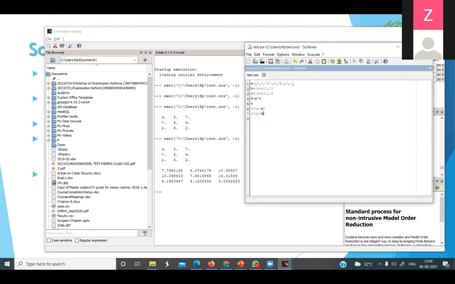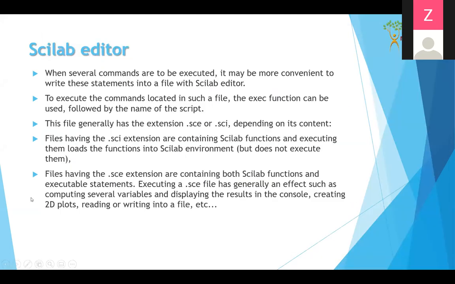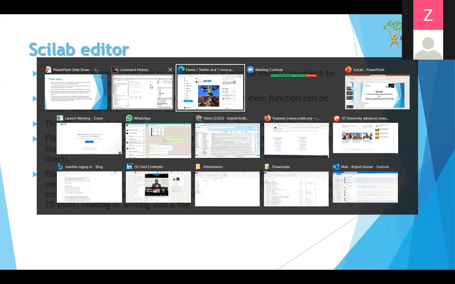We'll come back to this. And accordingly, we can create the complete program right here, save the program so that we can later on use it again. So let's go to the interpreter window, the console itself. When several commands are to be executed, it may be more convenient to write these statements in a file with the Scilab editor. To execute the commands located in such a file, the exec function can be used followed by the name of the script, as it was being done here.